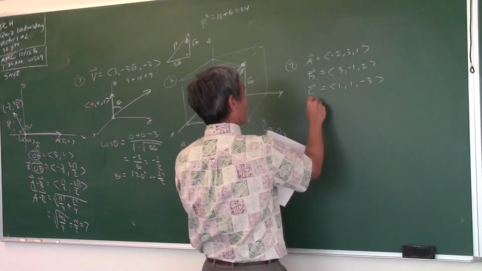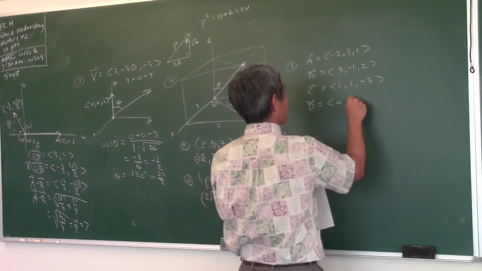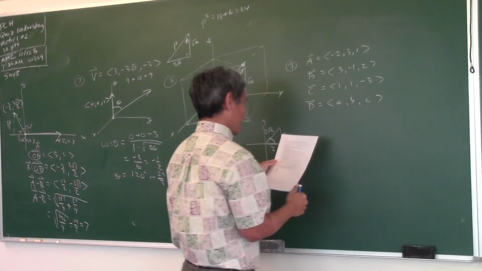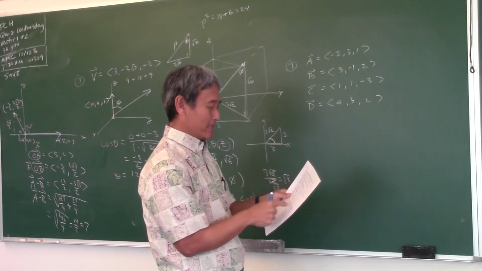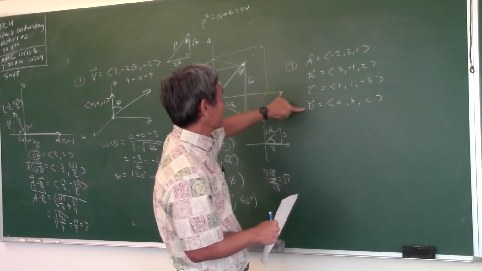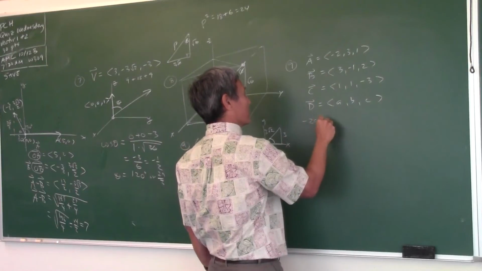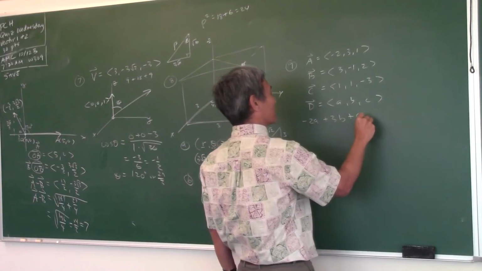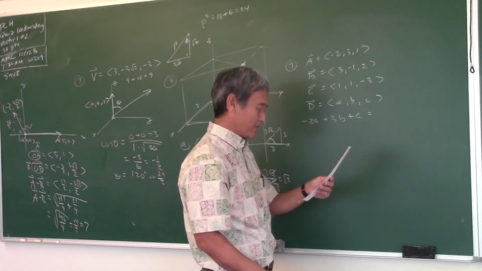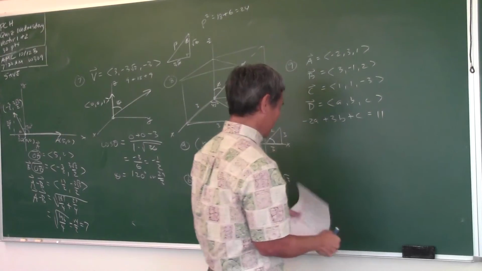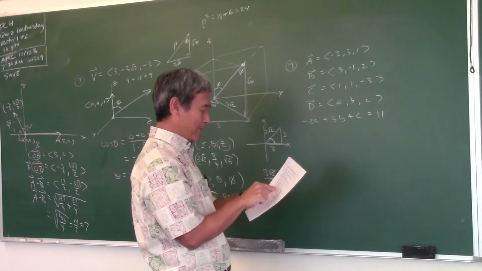Find vector D. So I don't know what vector D is. Shall we call it A, B, C then? The components. So that the dot product of A and D is 11. Now, here's A and here's D. How do you find the dot product? You multiply the X components, you multiply the Y components, you multiply the Z components, and it says that you get 11. And then it says the dot product of B and D is 8.